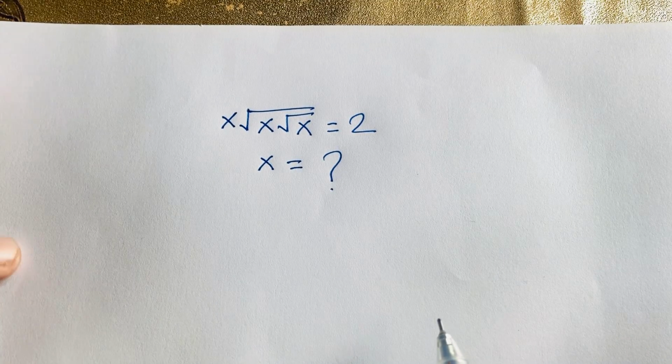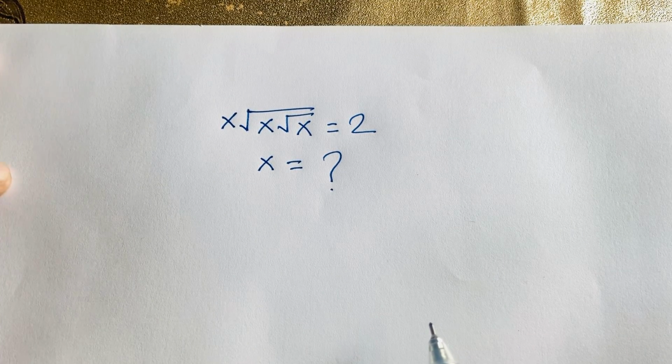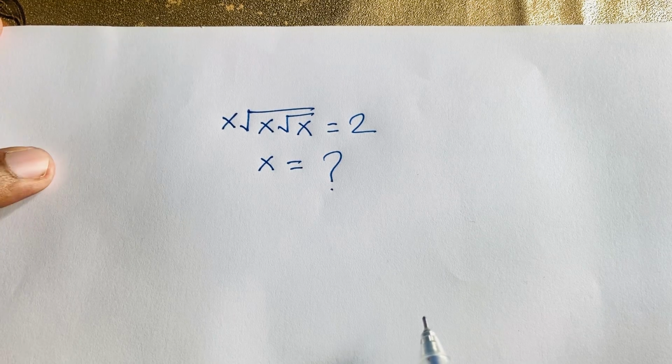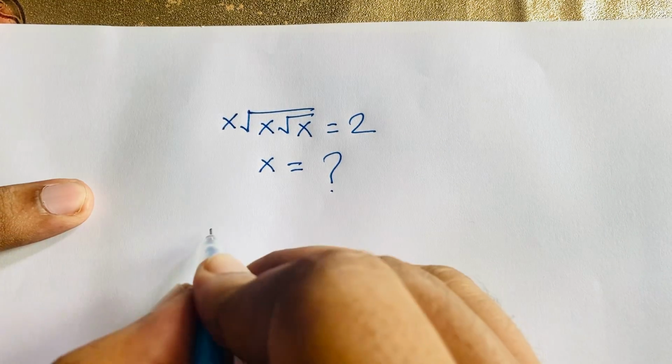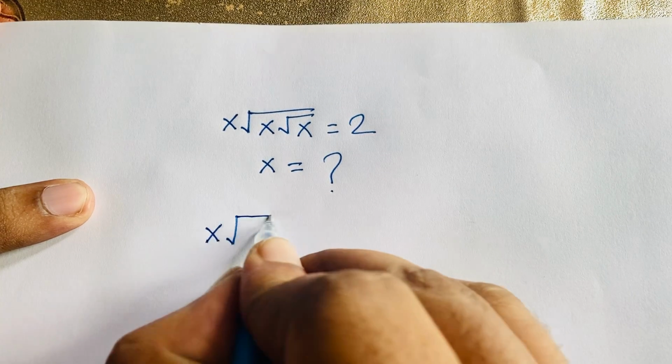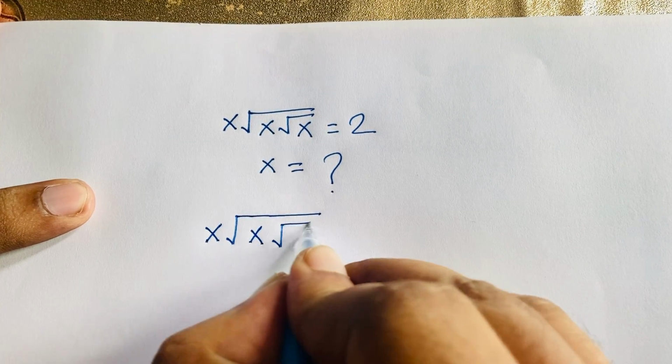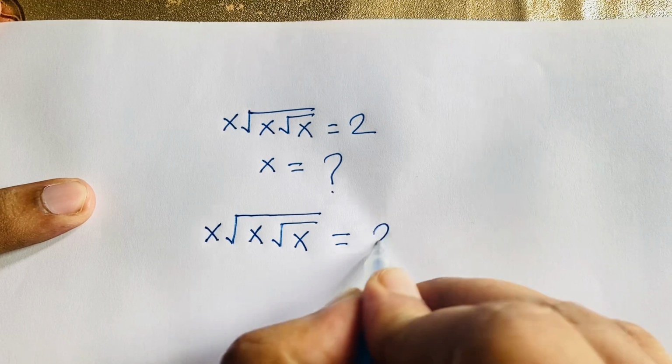x times square root of x, with the whole thing under another square root, is equal to 2. x is equal to what? How to solve this question? It is an interesting math problem. Let's start. First of all, here is x times square root of x, all under a square root, is equal to 2.